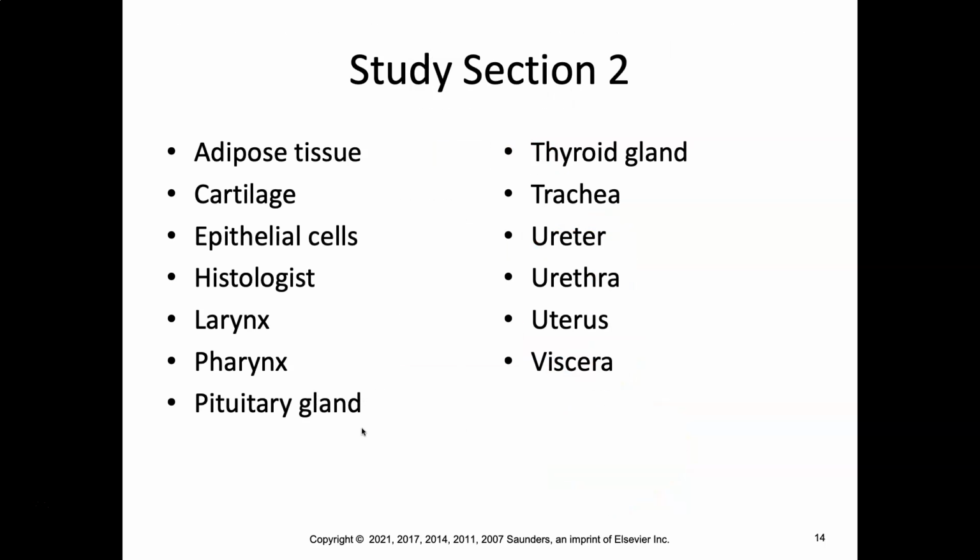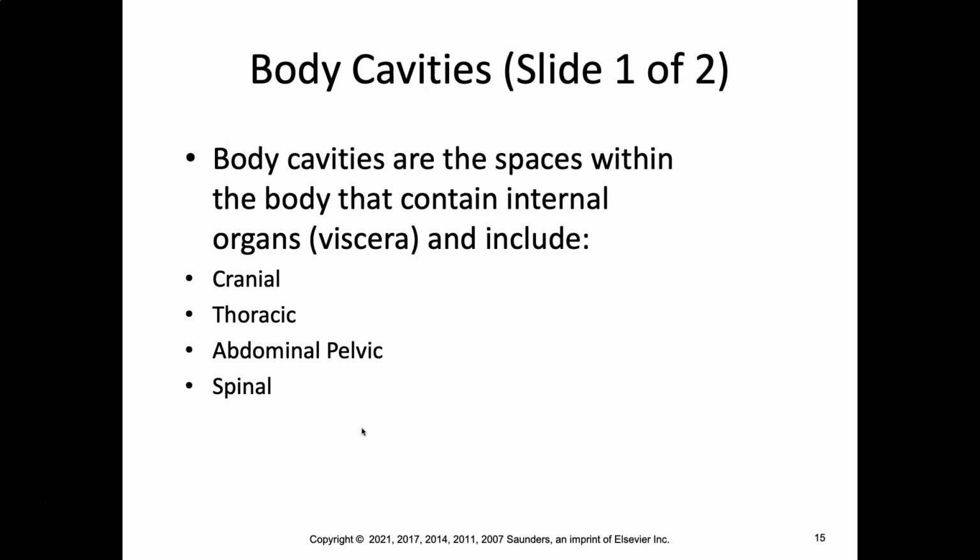Some additional terms to be aware of include adipose tissue, cartilage, epithelial cells, histologist, larynx, pharynx, pituitary gland, thyroid gland, trachea, ureter, urethra, uterus, and viscera.